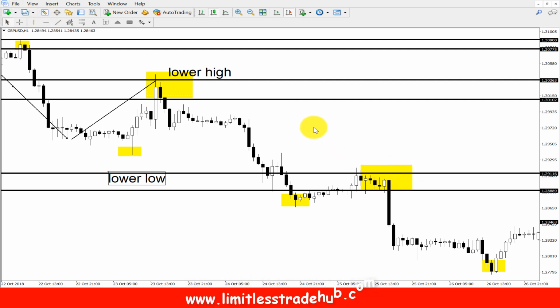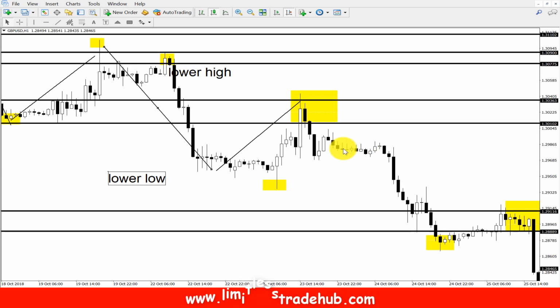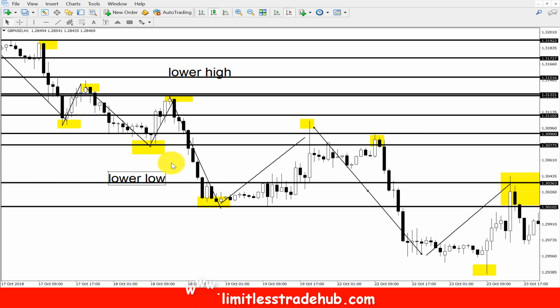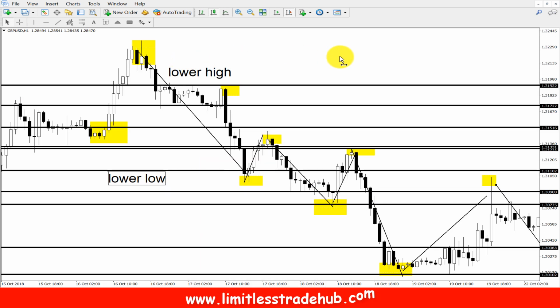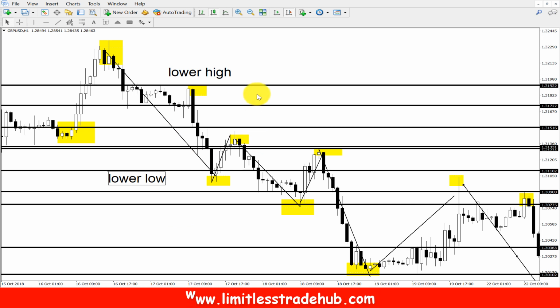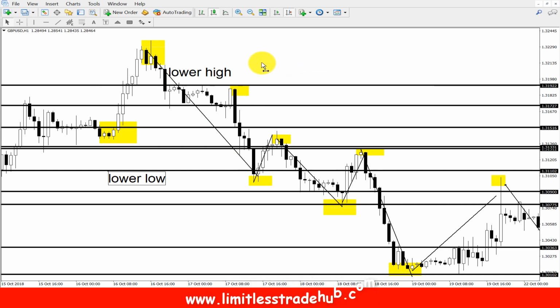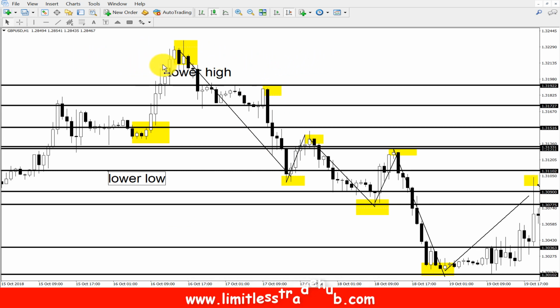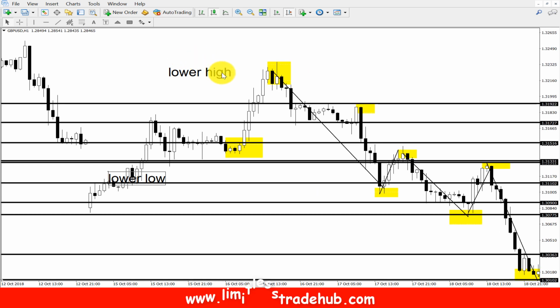So these are the core things of swing trading. We will place our trade on a swing point. When we see we are in a downtrend, that means lower highs and lower lows, then we will always place our trade at lower high points, that means the swing points. So this is the core basics of swing trading, but this is only for a downtrend.